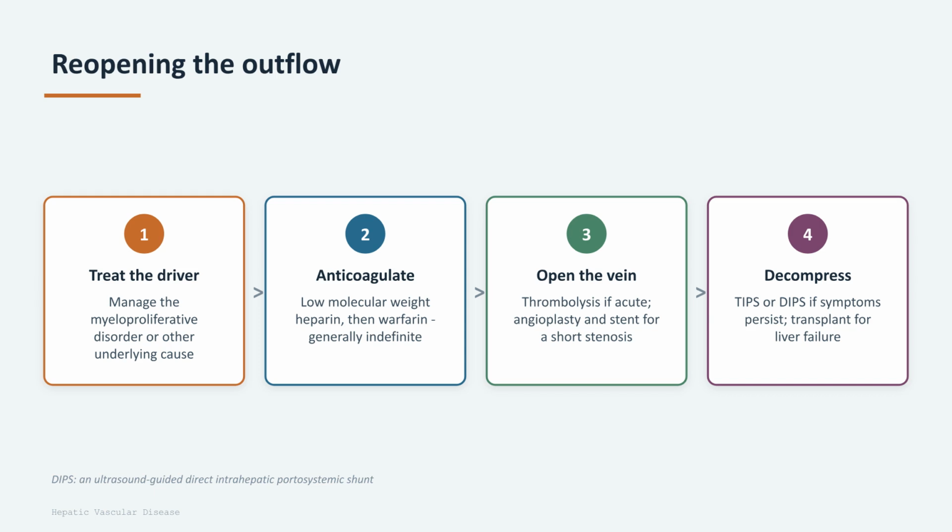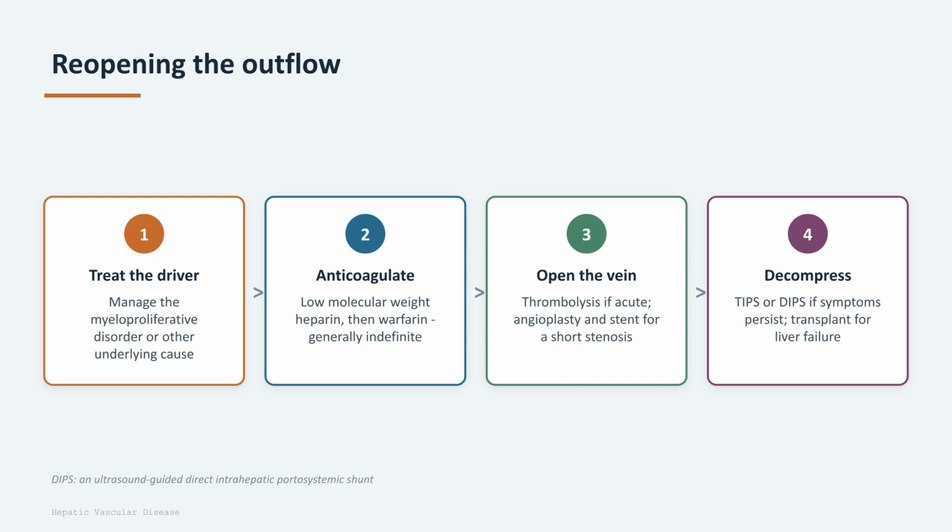Treatment climbs a ladder. Step 1. Treat the underlying condition. Manage the myeloproliferative disorder, or whatever else drove the clot. Step 2. Anticoagulate. Low molecular weight heparin and then warfarin. Plan on treating indefinitely. About half of these patients have an underlying myeloproliferative disorder, and that cause never goes away.